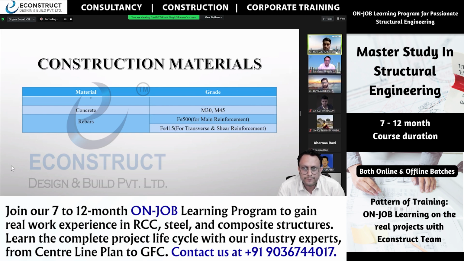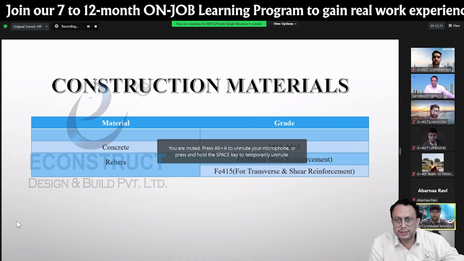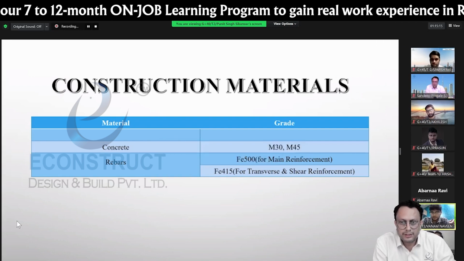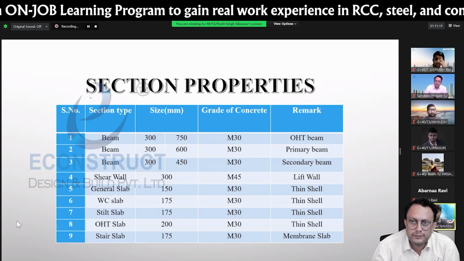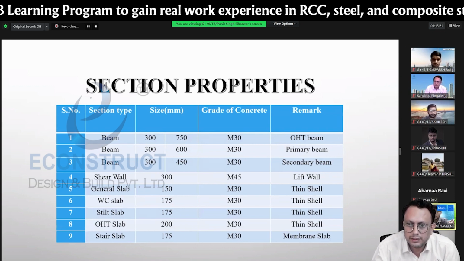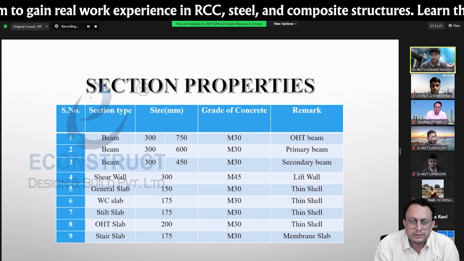Hello. Good afternoon, sir. Construction materials used are reinforcement steel and concrete. Next. In this, we consider only a shear wall of 300 and M45 grade. Next.